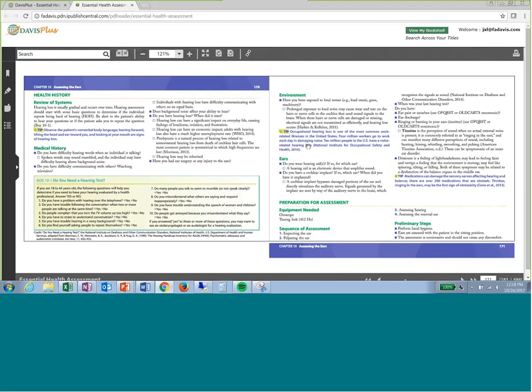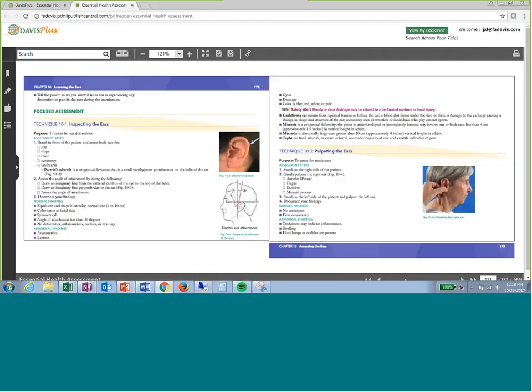Then, again, because it is so important to be organized and to be consistent, we always talk about preparing for the assessment. What equipment do you need? Let's review the sequence of the assessment. Let's review the preliminary steps, and then we move into the focused assessment. And we break this down.